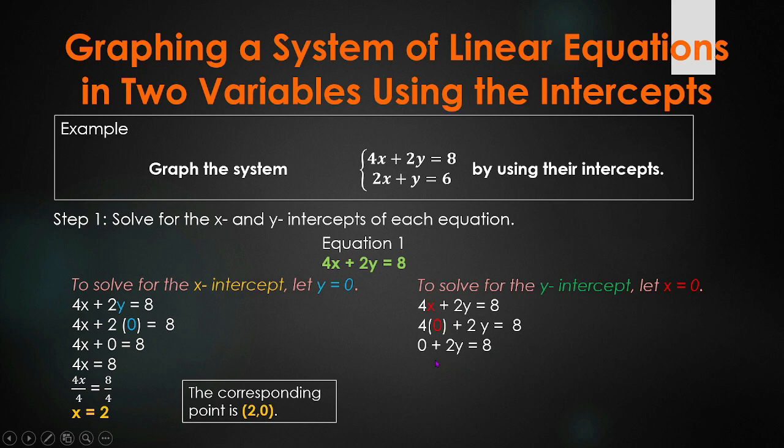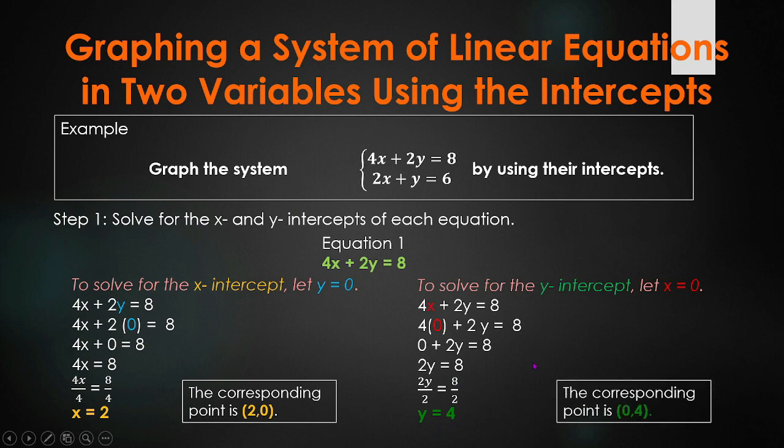What is 0 + 2y? The answer is 2y. So we have 2y = 8. To solve for y, we are going to divide both sides by 2. 2y divided by 2, the answer is y. And 8 divided by 2, the answer is 4. So the value of y is 4. That's the y-intercept. And the corresponding point for this is (0, 4). That is, the value of y when x is 0 is 4.